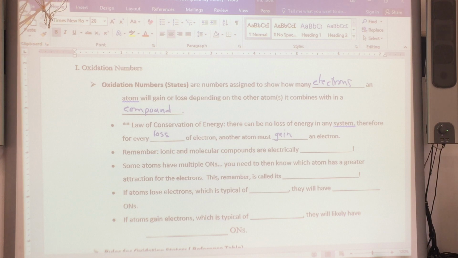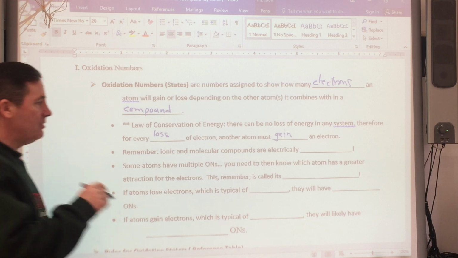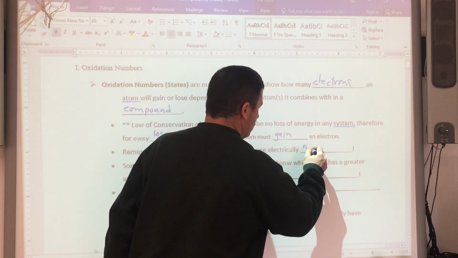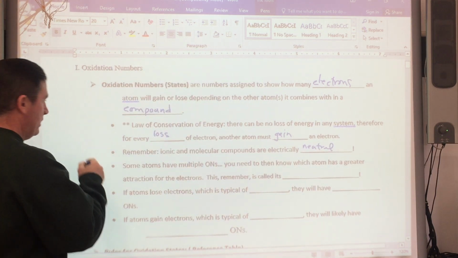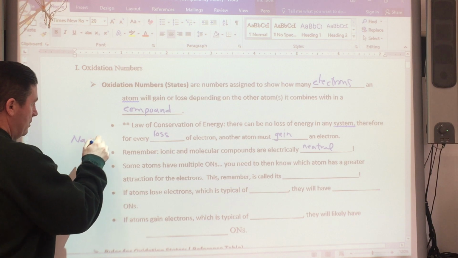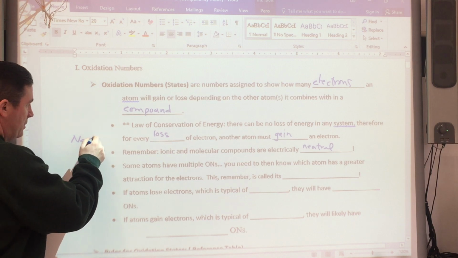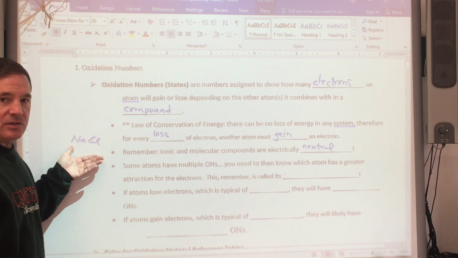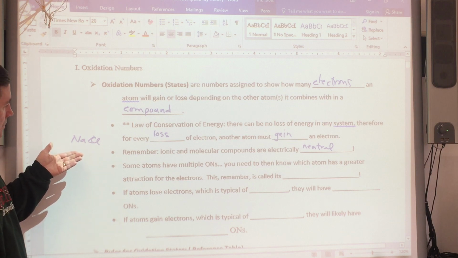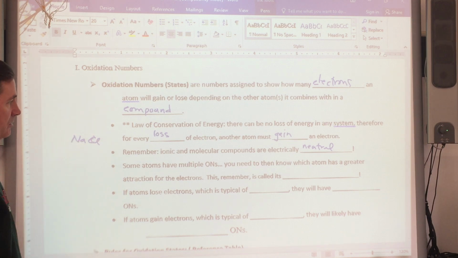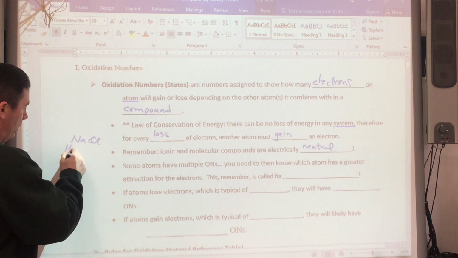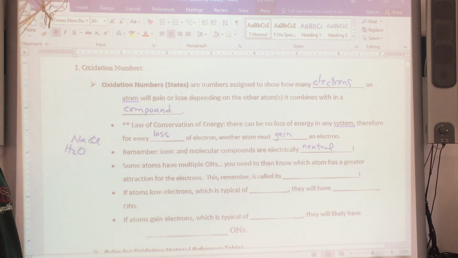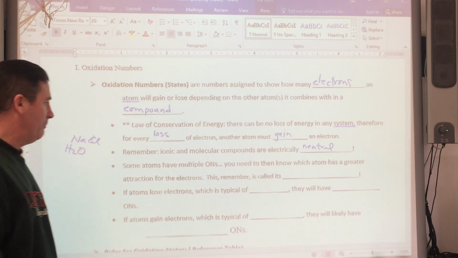Remember, ionic and molecular compounds are electrically neutral. So when we write an ionic substance like sodium chloride, NaCl, this is electrically neutral. Okay? There is no charge here. Same thing with a molecular compound like water. Electrically neutral. So if we looked at the charges here, it would equal 0.